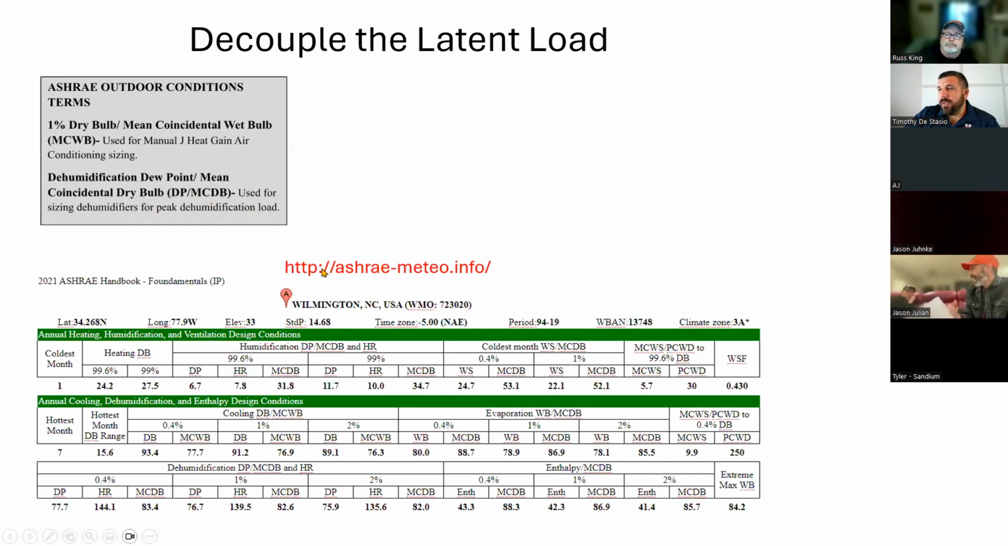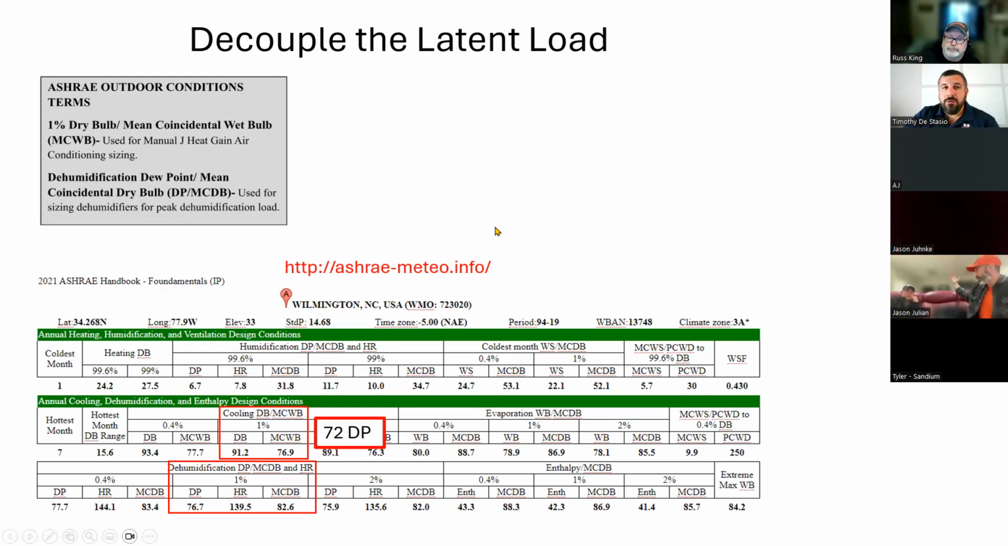If you've never been to this website before, this is a free website, and you can get all your outdoor conditions for pretty much anywhere that you live. There's going to be a weather station nearby. Notice for me, Wilmington, North Carolina, this is what I did my Manual J for: 91 dry bulb, 77 wet bulb. This is what I designed my air conditioning for. When you convert that to dew point, it's a 72-degree dew point. It's pretty high. But when we're looking at our peak dehumidification, we're looking at these conditions here. And notice what that is. It's actually cooler, only 82 degrees compared to 91, and the dew point is almost 77 degrees.